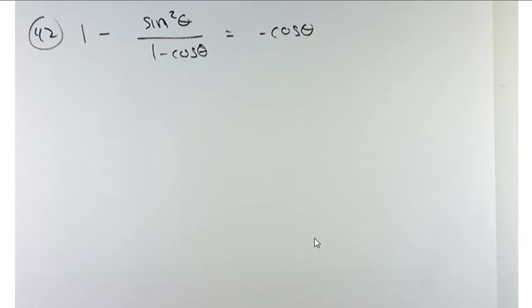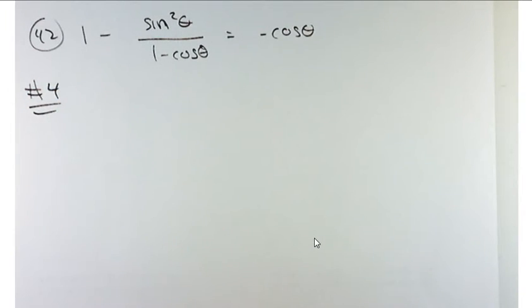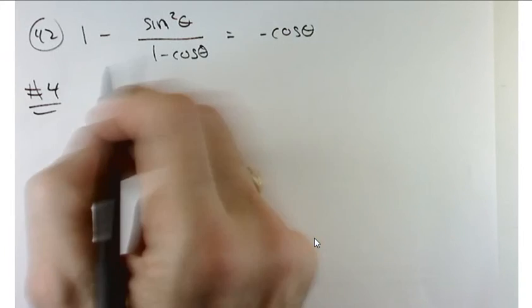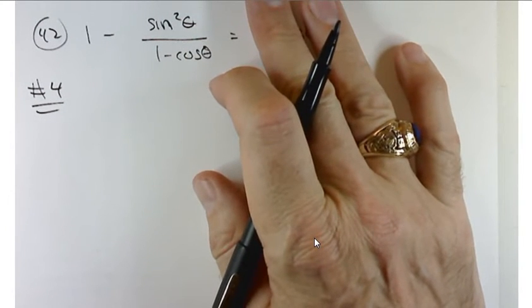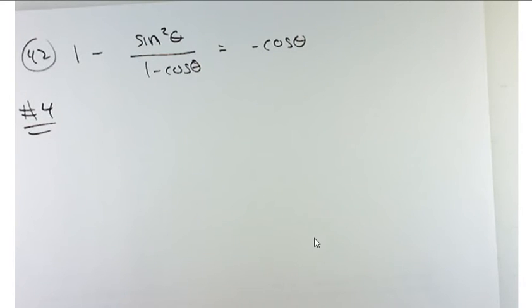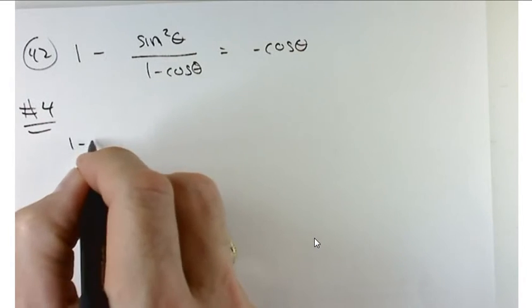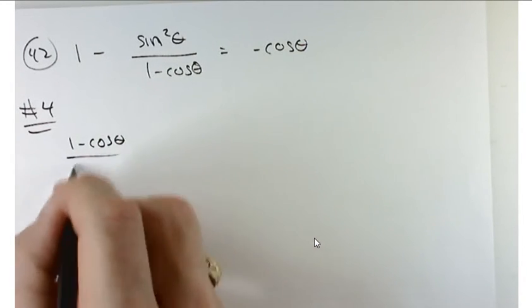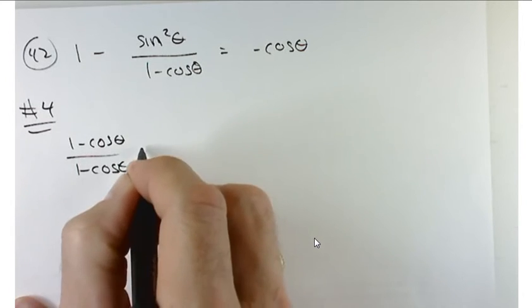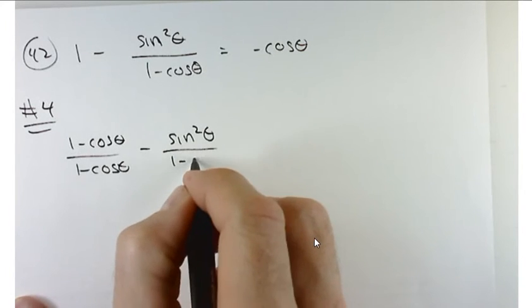Okay, well, let's try an approach that we haven't used yet. Number 4. What did I suggest in number 4? Common denominator, right? So what's a common denominator? Now, I'm assuming we're working with the left-hand side, right? Okay. What's a common denominator for these two? 1 minus cosine of theta. So I'll replace this with 1 minus cosine of theta over 1 minus cosine of theta minus sine squared of theta over 1 minus cosine of theta.